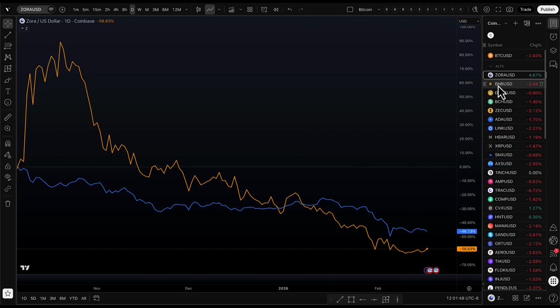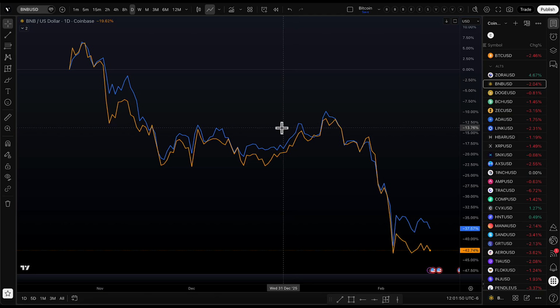Now, we're just going to take you through the basics of this. Let's have a look at BNB, which is Binance Coin.